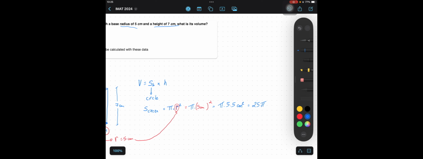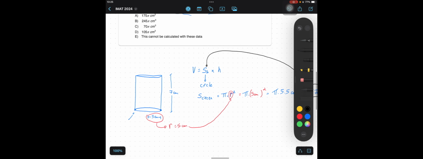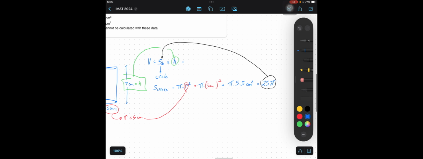Okay, and now this value here, we just replace it here. Okay, and what is the height? So the height is 7. Okay, so this is the height, and the height we replace right here. Let's replace everything now. So right now we have that the volume will be 25 pi, which is the surface of the circle. And here we have the height. So in the place of the height, we put what? 7 centimeters. Right, let's do it.